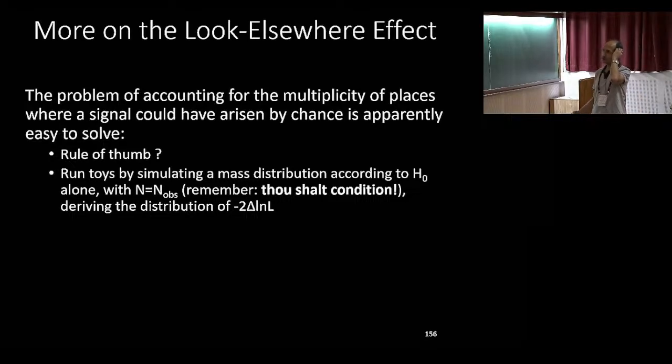You can use it, or you can run toys. You can simulate the experimental conditions a million times. Every time you extract the p-value, but you are always simulating data under the null hypothesis, and you are fitting for an additional signal on top of it. And you obtain a p-value from looking at how many times you get a significant departure, and then you compare to the data that you have.